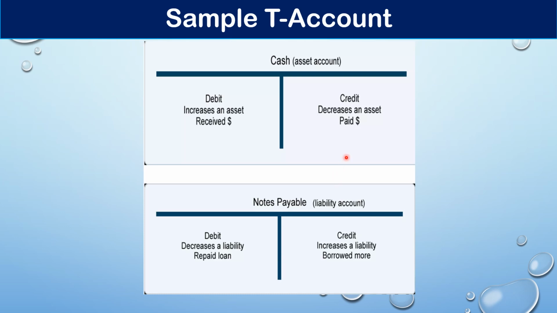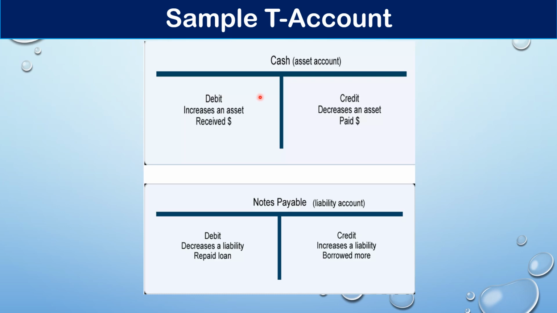Okay, in the first figure, this T account is for cash. We all know that cash is an asset, so cash belongs to the asset accounts. We have to take note that in the T account, the left side is always the debit. Again, the left side is always the debit and the right side is always the credit.